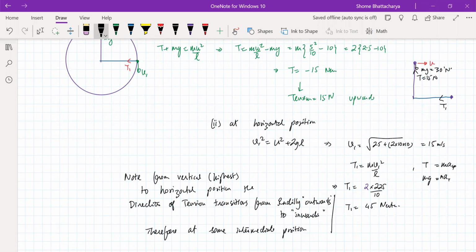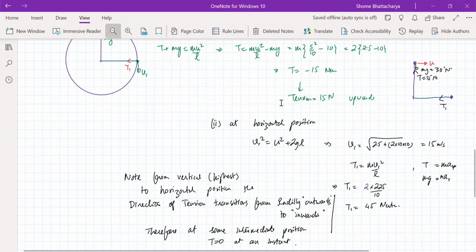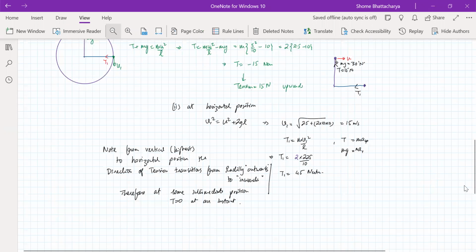So at some intermediate position in between, tension will be 0 for an instant. Okay, so we'll come to that also. Now first find out the tension at the vertical position. At the lowest position, let's find out the tension. Then we'll come to this also.